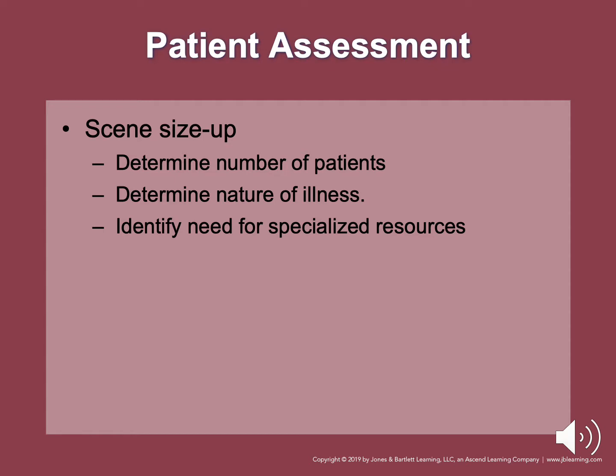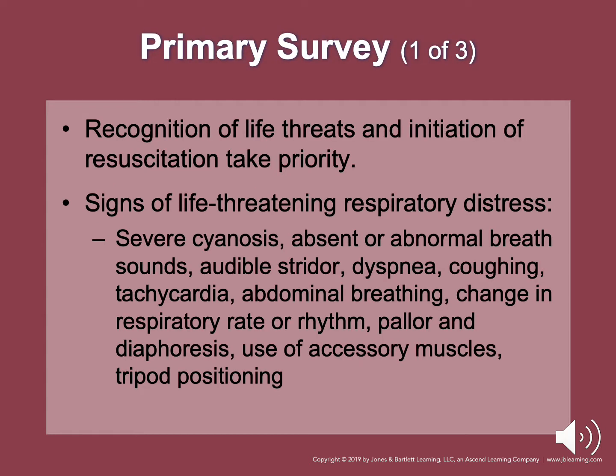Signs of life-threatening respiratory distress: severe cyanosis, absent or abnormal breath sounds, audible stridor, dyspnea, coughing, tachycardia, abdominal breathing, change in respiratory rate or rhythm, pallor or diaphoresis, and the use of accessory muscles in the tripod position. In the primary survey, note the general impression of the patient, determine if the airway is open and clear, determine if the patient is breathing, and provide appropriate oxygenation.